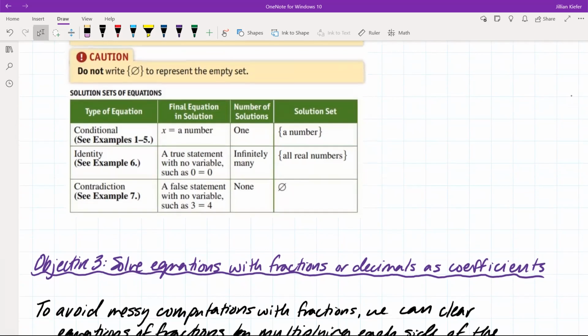Then in our contradiction equation, we have a final equation with no variable, such as 3 is equal to 4. So we have differing numbers with no variables. And this means that we have no solutions, and our solution set is just the empty set, no curly braces.